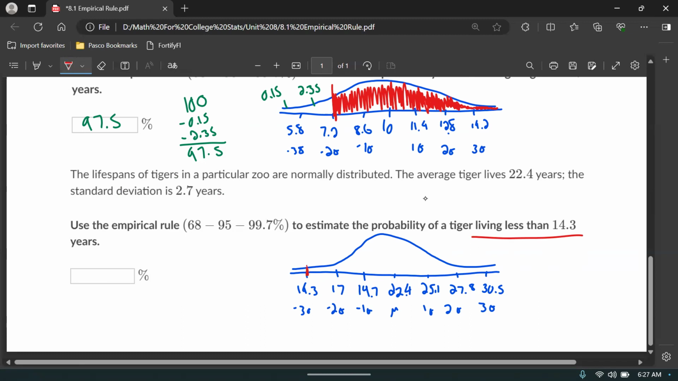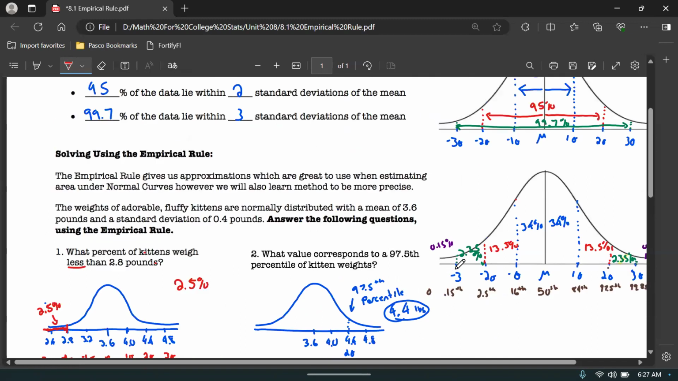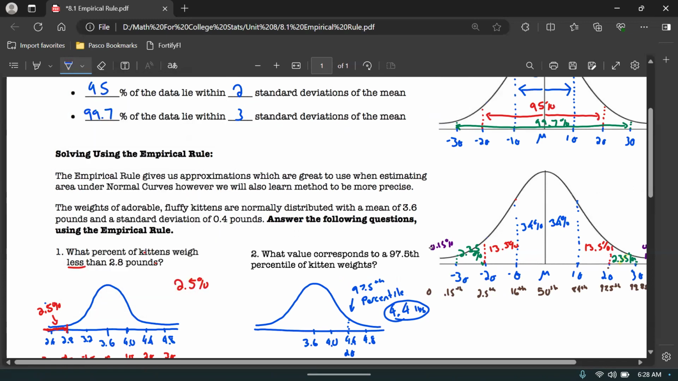So 14.3 is here and it's less than, so it's just this tiny little bit here. So if you remember from our chart, this is 0.15%. And that's all there was, because there's nothing else to add up. That's that region. It's less than 3 standard deviations, which, as you can see from up here, is only that 0.15. I need to make sure I fill this in again. I must have erased it by accident up there earlier.